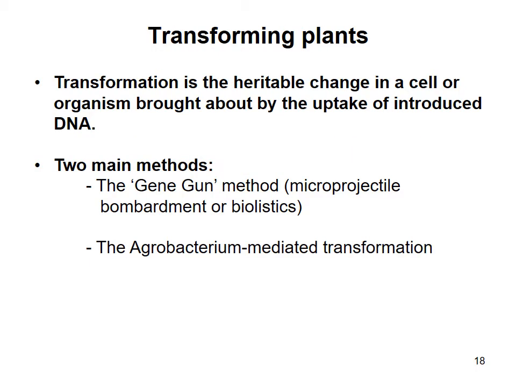Transformation is the heritable change in a cell or organism brought about by the uptake of introduced DNA. So transforming plants utilises mostly one of two different methods. First, the gene gun method, otherwise known as microprojectile bombardment or biolistics. Secondly, the Agrobacterium-mediated transformation method.